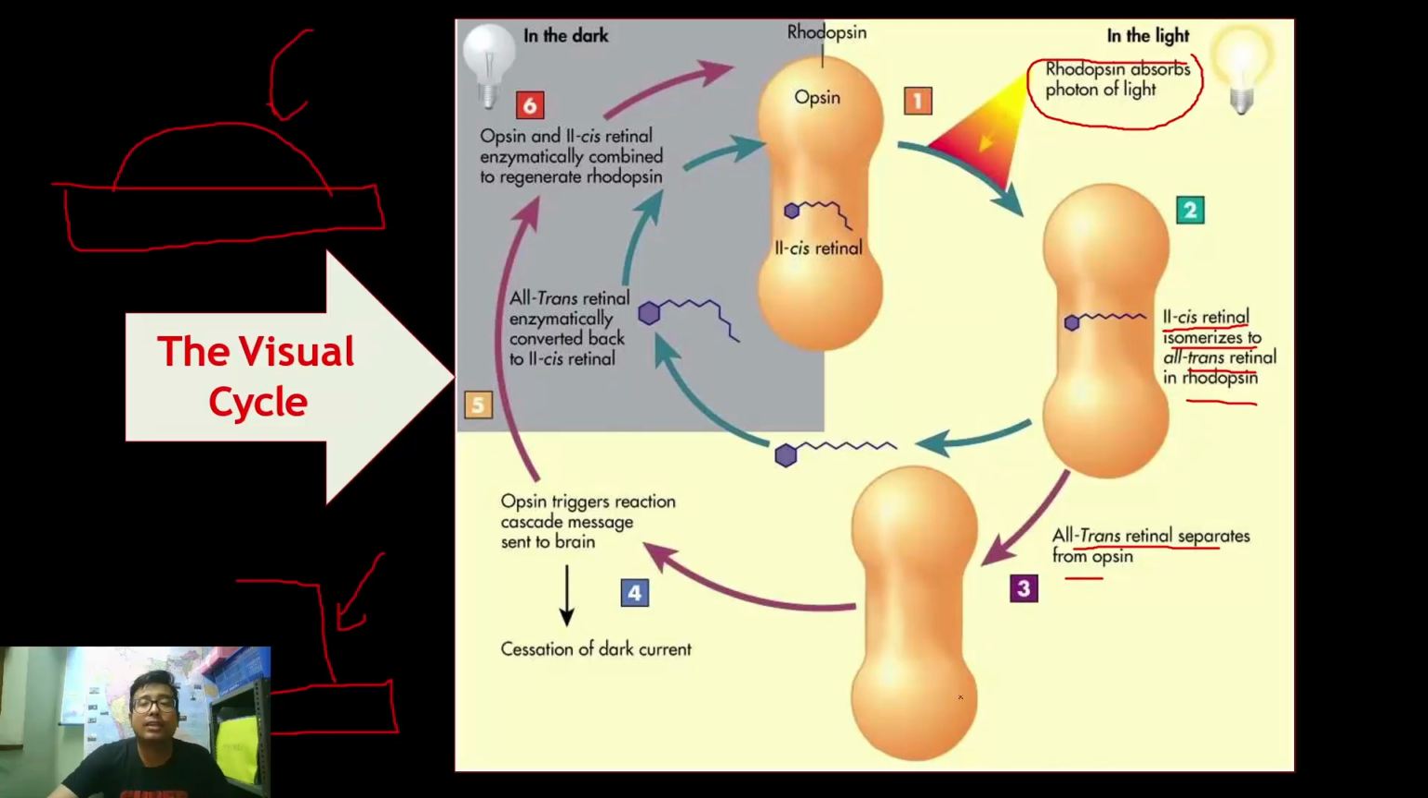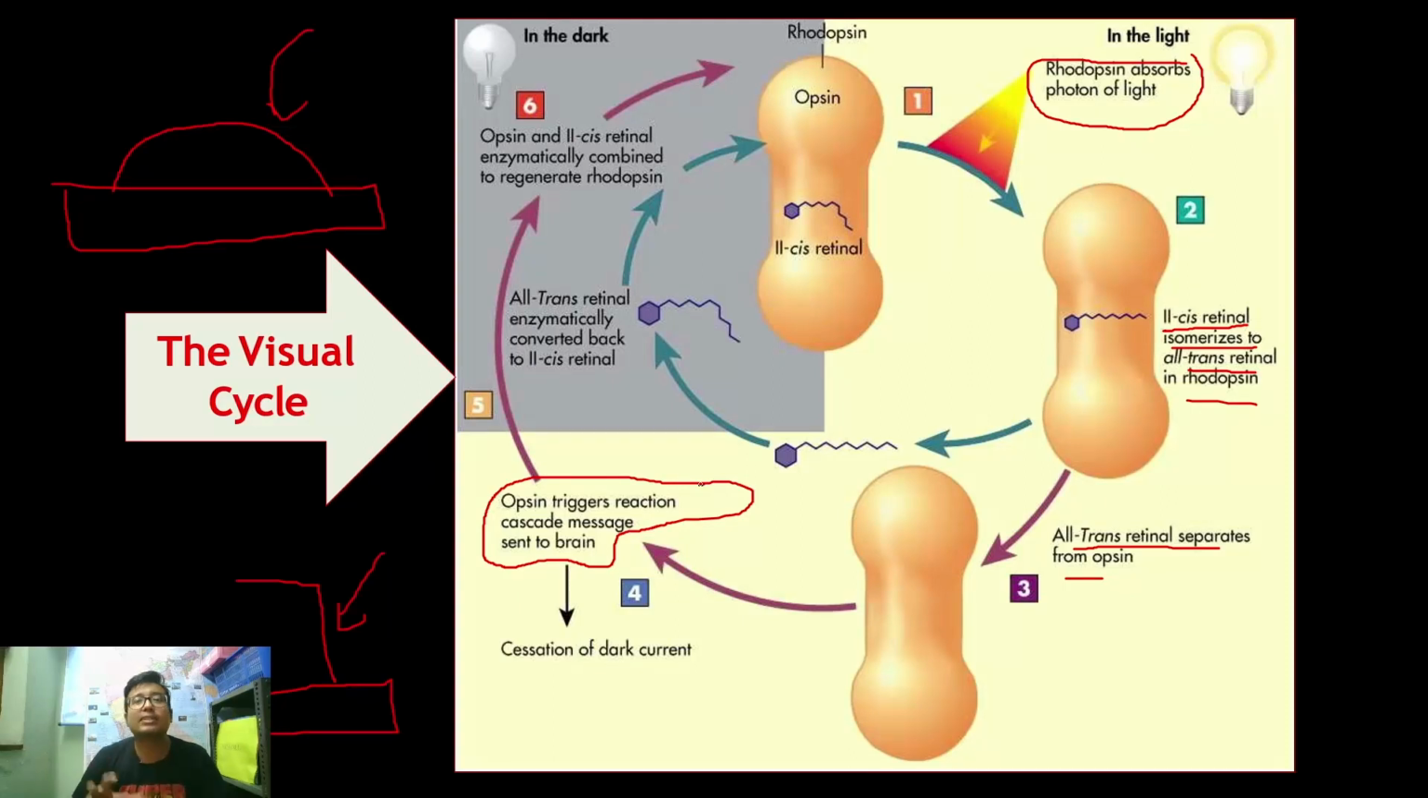So after it is converted, all-trans separates from opsin, and what happens? Opsin triggers a reaction cascade that ultimately leads to the vision sensation. So this current happens when we are in the dark, and when light falls, this is actually known as the dark current.